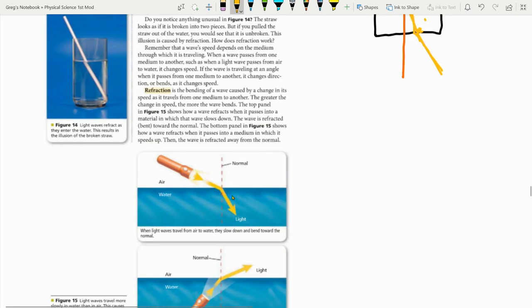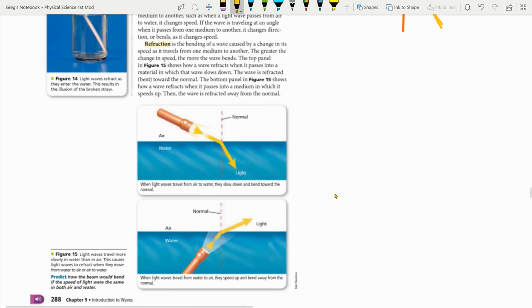Okay, here it is. The light comes down, hits, and it bends towards the normal. That's what gives it this funky effect with the straw in the glass of water.